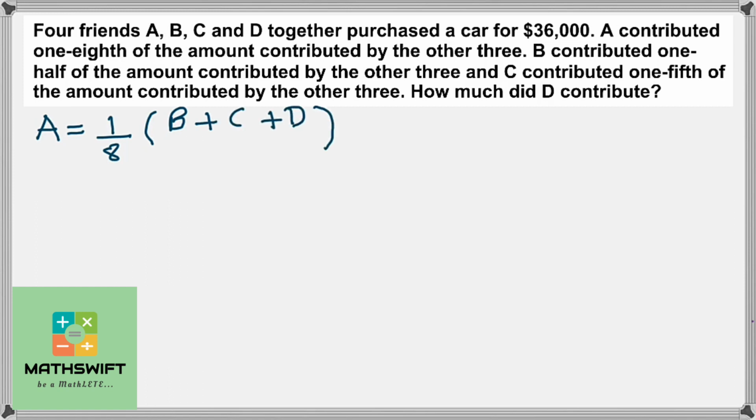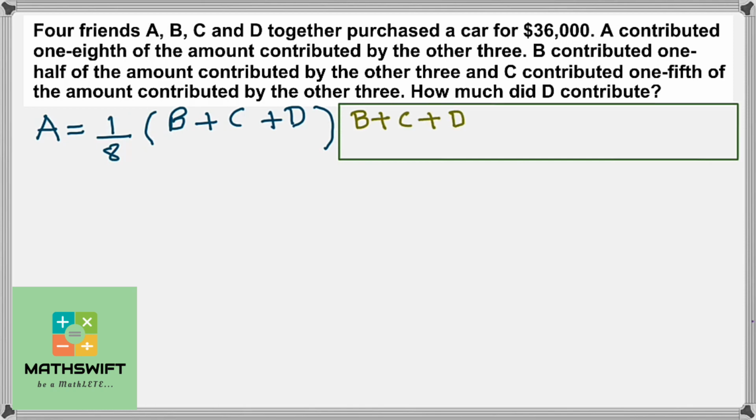Now we'll talk in terms of units. Let's assume that B, C, and D together contributed 8 units. Then as per the equation on the left hand side, the amount contributed by A comes out to be 1 unit. On adding A, B, C, and D, we get the total amount as 9 units.